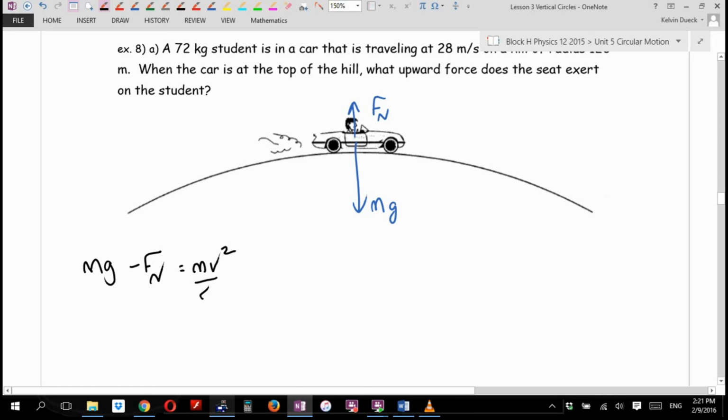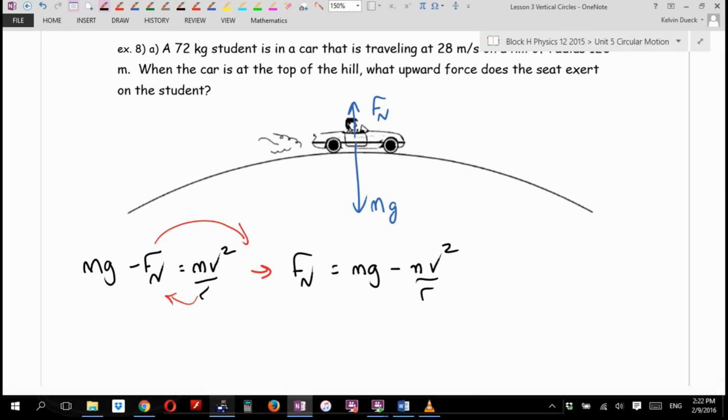What did Manny finally say that we were trying to find here? Well, let's get the Fn by itself. Plus this over at the same time minus that over, yes? I'm going to get a normal force of mg minus mv squared over r. And again, because normally you feel mg, you'll feel lighter because we're subtracting from mg. How much lighter? I don't know. Let's find out.